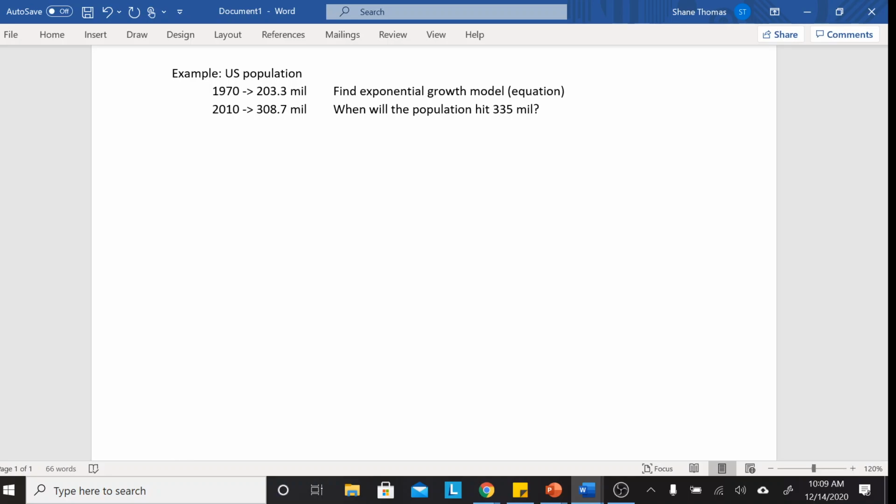All right, so let's look at this one. We want to find a growth model for this, and then we want to find out the population. We're going to use it to make a prediction. So we have to start with A equals A sub 0 e to the kt. And we're going to say here that t is years after 1970.